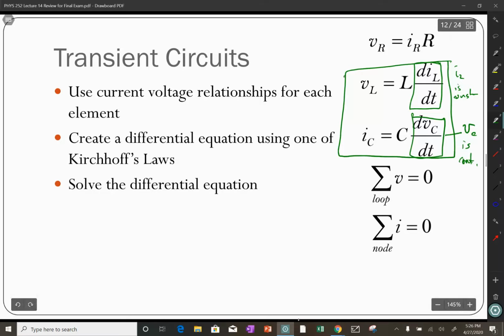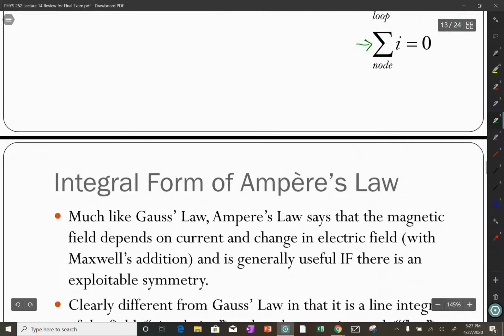Well, you take these relations along with Ohm's law, and for your circuit, you either use Kirchhoff's voltage law or Kirchhoff's current law, whichever one makes you happy. You can do it both ways, to create a differential equation to describe the voltage or the current through the circuit. So you should have an equation that in the end only has a voltage and everything is dependent on that, or a current. And then you solve the differential equation. So that's another thing that you should be able to do.